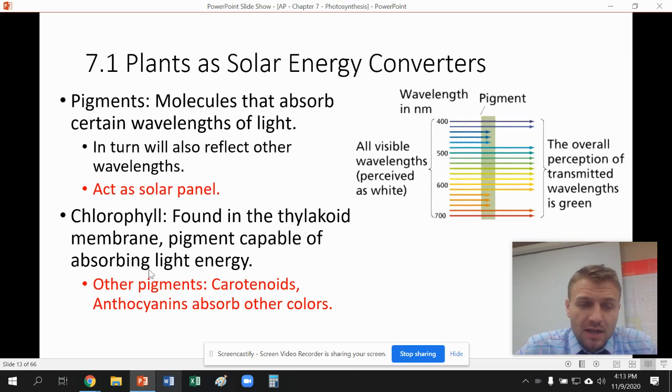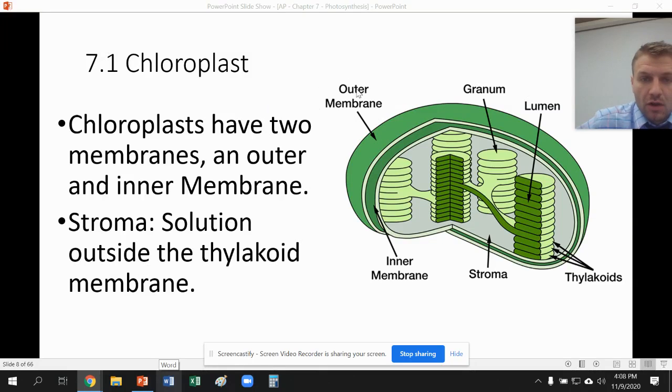There are other pigments like anthocyanins and carotenoids that do absorb other wavelengths of light, but chlorophyll is going to be the main pigment that we see in plants that absorbs light. The next concept that we're going to go over in this first part of the chapter is chloroplasts.